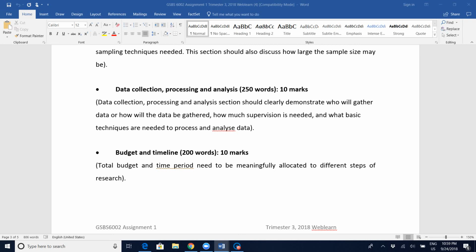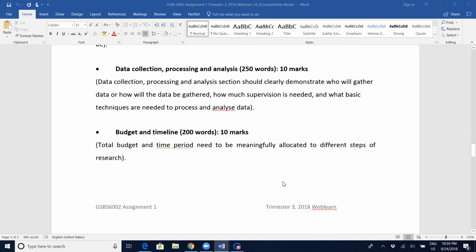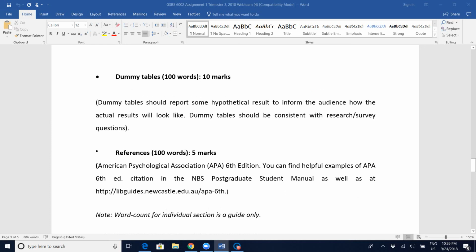Budget and timeline should be represented in tabular form. Then dummy tables. You should create some dummy tables with some hypothetical results. These are called dummy. The purpose of a dummy table is to let your audience know that this is how your actual results will look like and this is how the actual results will contribute to solving your business problem. You should prepare some tables and they should be filled up with some hypothetical results.